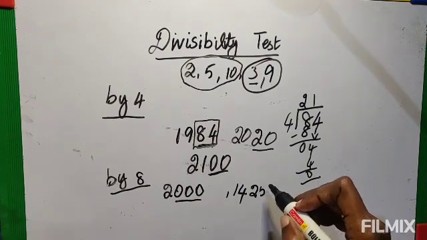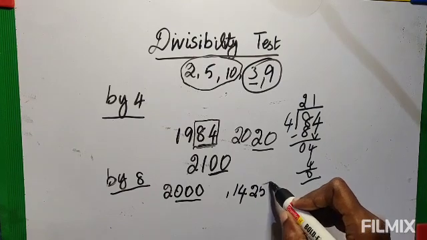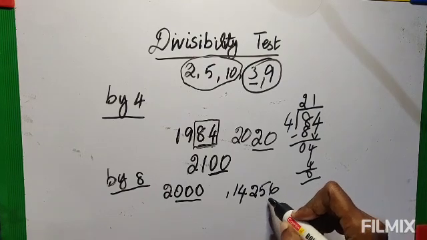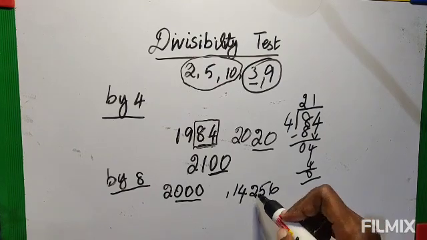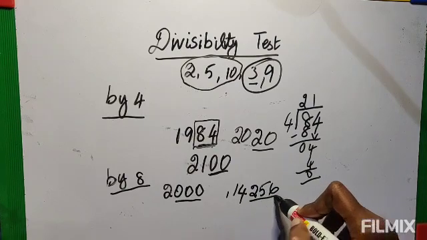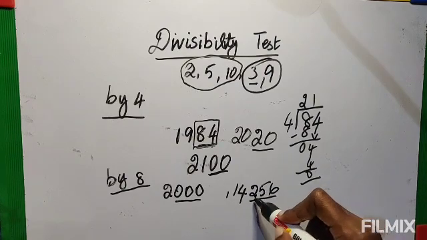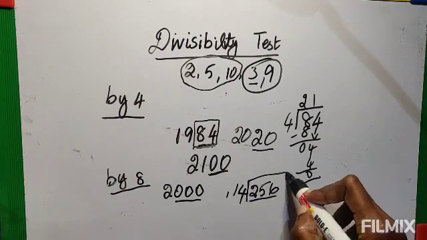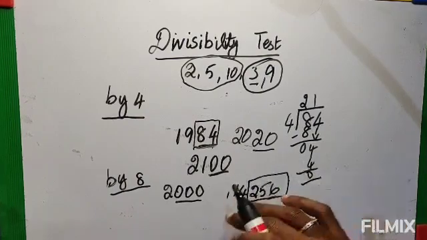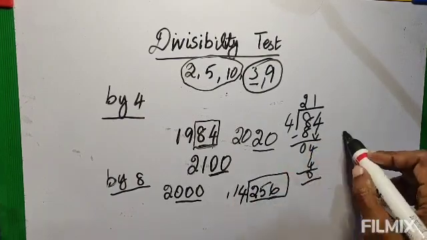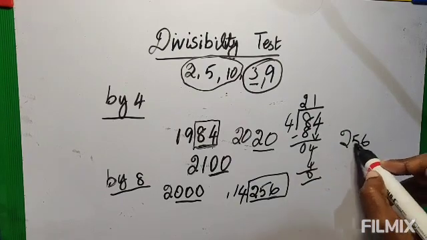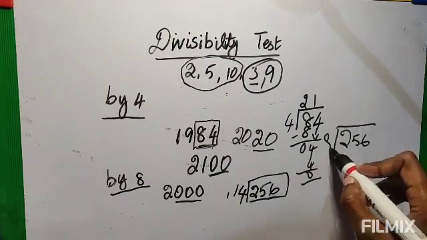14,200. Okay, let's take a number. 14,256. So we are taking this number, and I told you to check the last three digits. Here we will take 256. Only this number. You don't need to take the full number. Now with 256, you have to check whether it is divisible by 8.